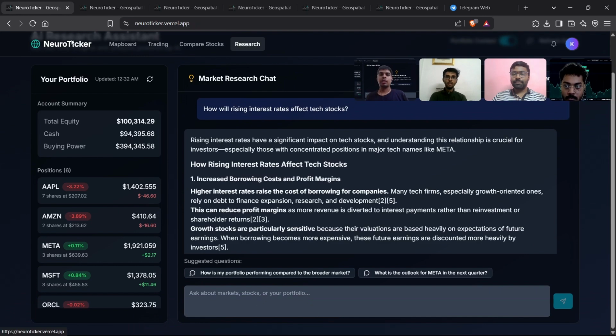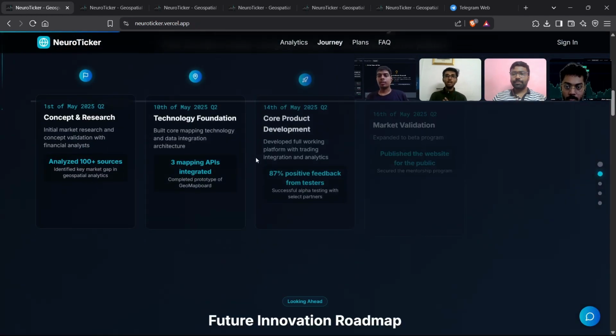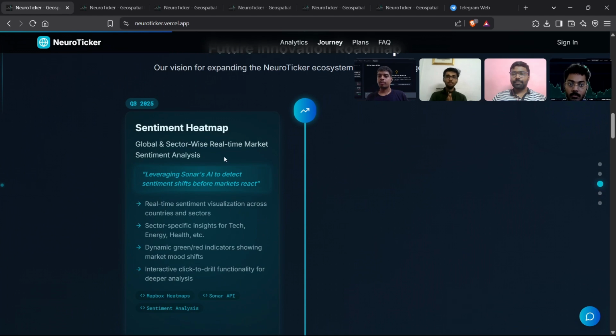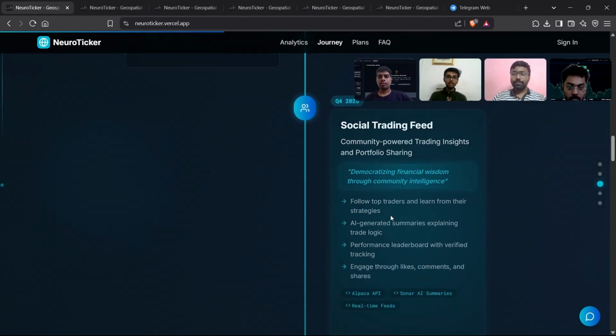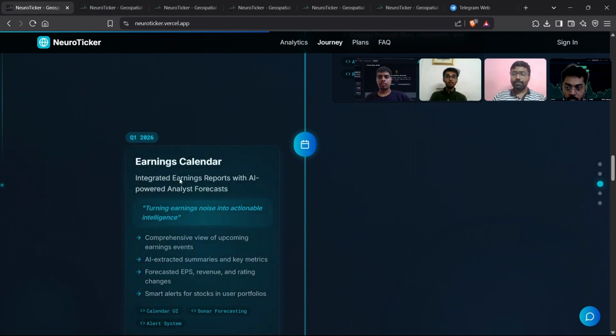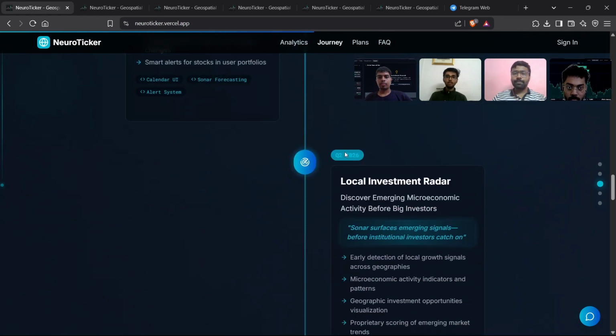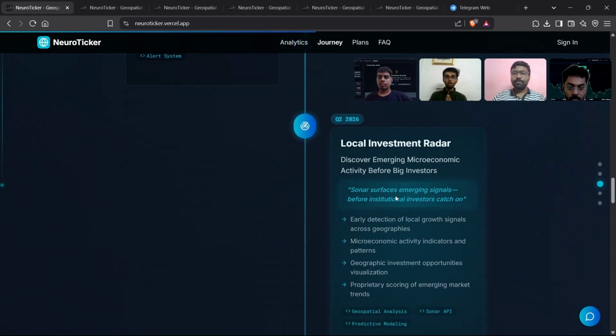Over to you, Yash. So this product is not just built for the hackathon. We have a future innovation roadmap as follows. In the third quarter of 2025, we will be building a sentiment heat map. In the fourth quarter of 2025, we will be building a social trading feed. In the first quarter of 2026, we will be building an earnings calendar. In the second quarter of 2026, we will be building a local investment radar.